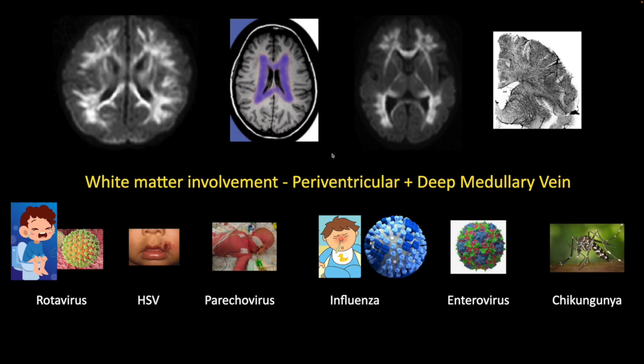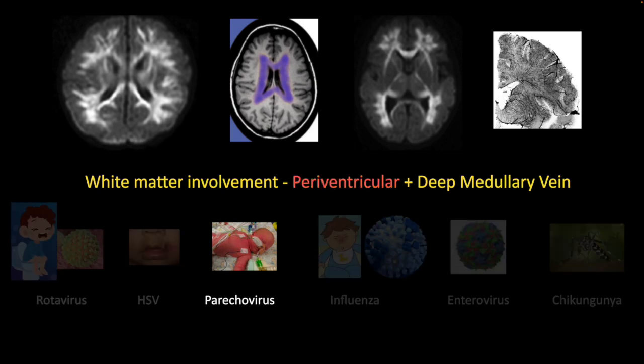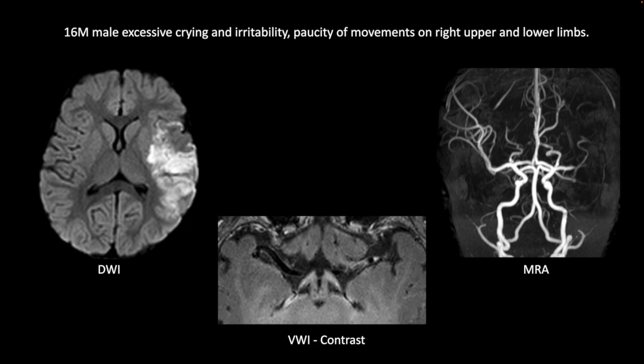But the most common pattern or the most common organism is parechovirus. When you see these imaging abnormalities, think of parechovirus, but do not exclude the other viral organisms. Another pattern, ischemia, focal ischemia. Here was a 16-month male child with weakness of the right limbs.